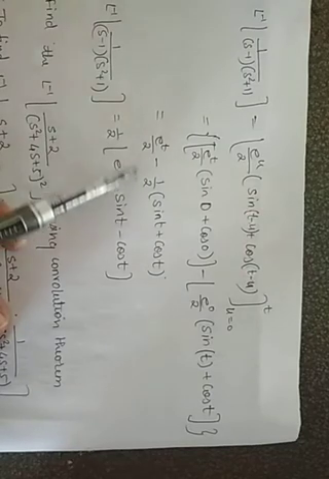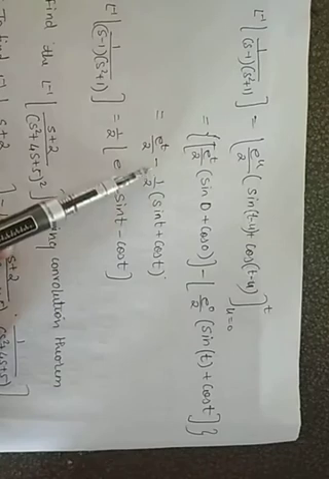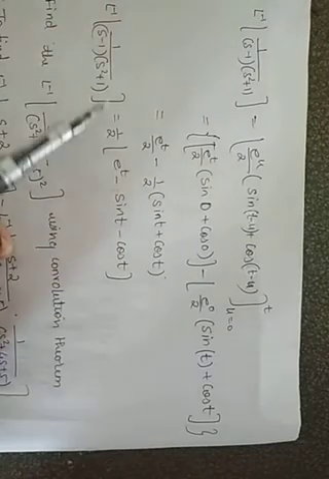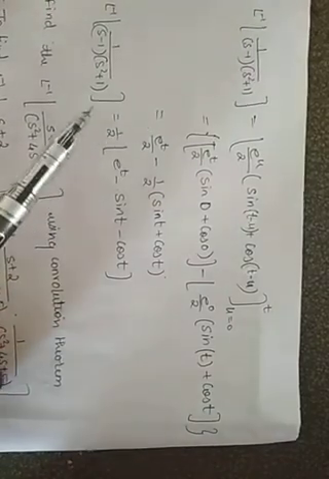Taking 1 by 2 common from both, you are left with 1 by 2 into (e raised to t minus sin t minus cos t). This is the solution for the given L inverse by convolution theorem. Thank you.